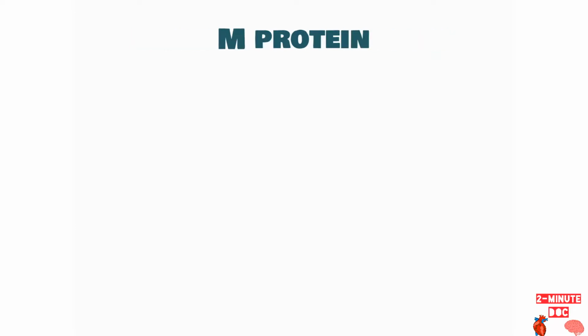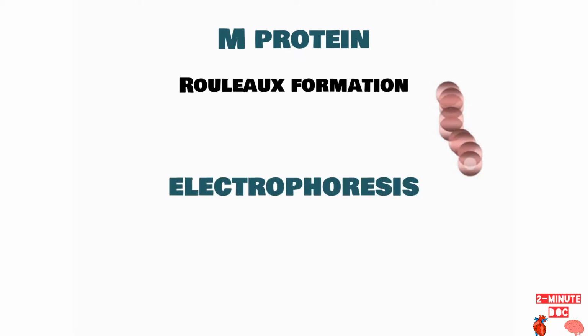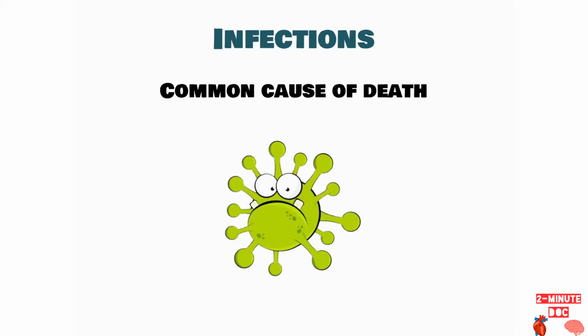M protein, also called myeloma protein, is produced in excess in multiple myeloma, and this M protein is one of the reasons for rouleaux formation in patients with multiple myeloma, where the RBCs get stacked up in a linear fashion. This M protein can be diagnosed by electrophoresis. M protein is composed of immunoglobulin G in the majority of patients.